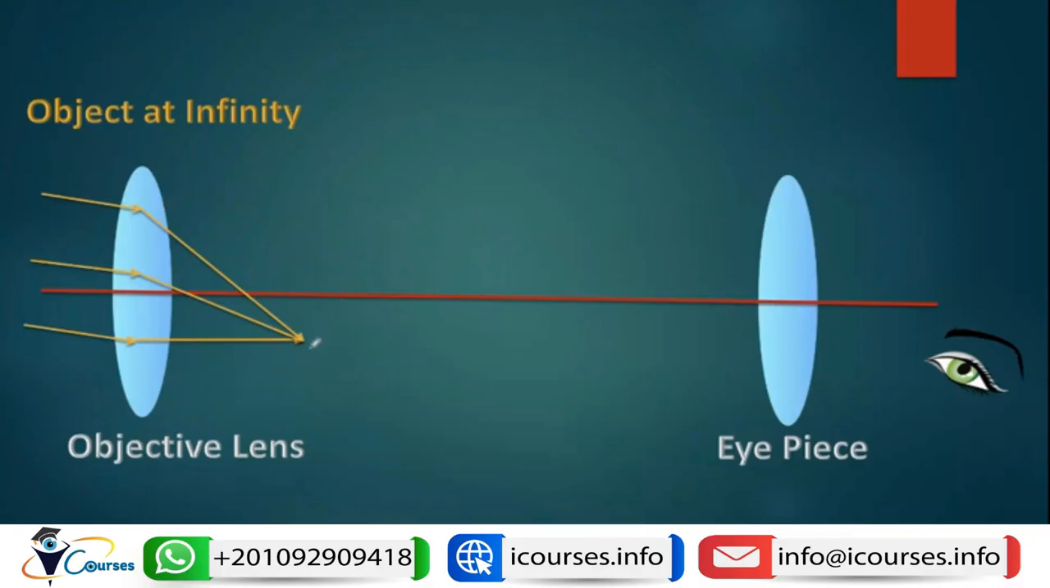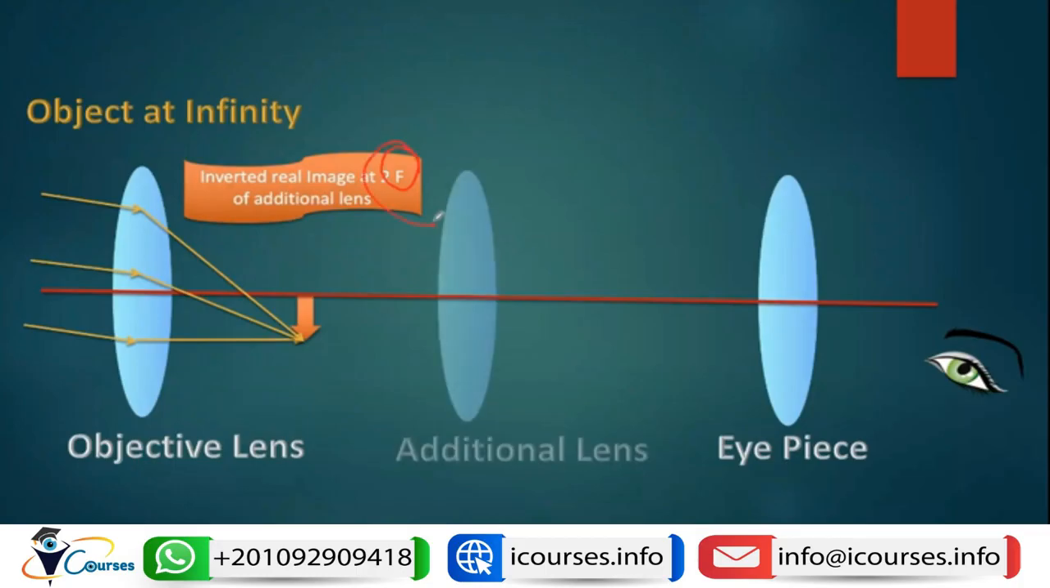But now this focus will not be the same focus of the eyepiece. So let's see what will happen next. It will form an inverted and real image, which must be located at 2f of an additional lens that we will put in the system.